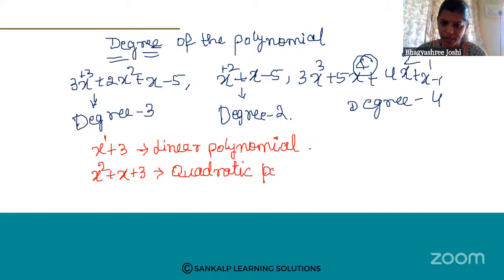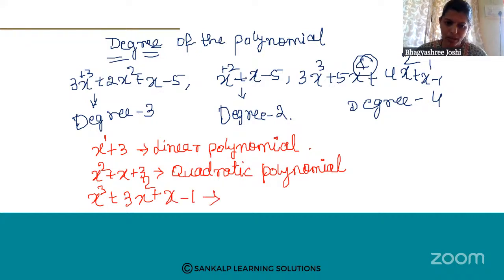Remember, quadratic polynomial. Okay. Next, x cube plus 3x square plus x minus 1. So in this polynomial, the highest degree is 3. That means if the degree is 3, we call it a cubic polynomial.